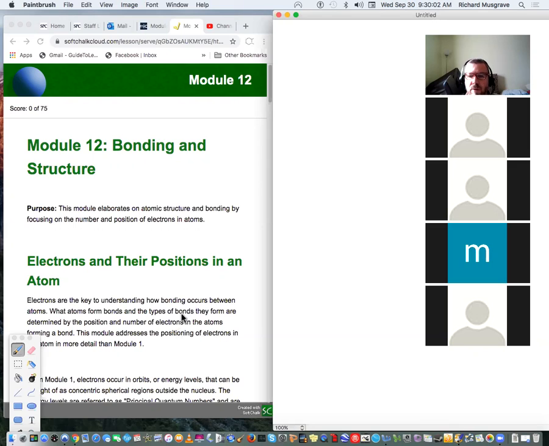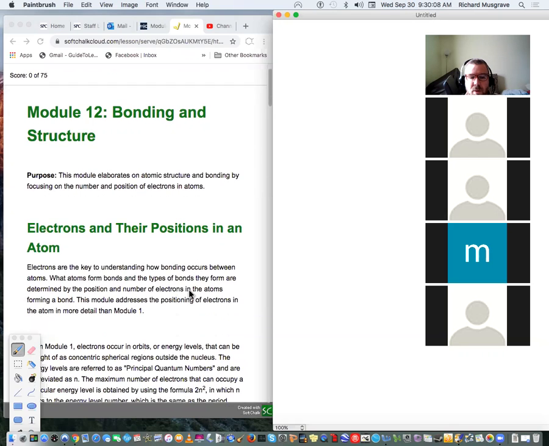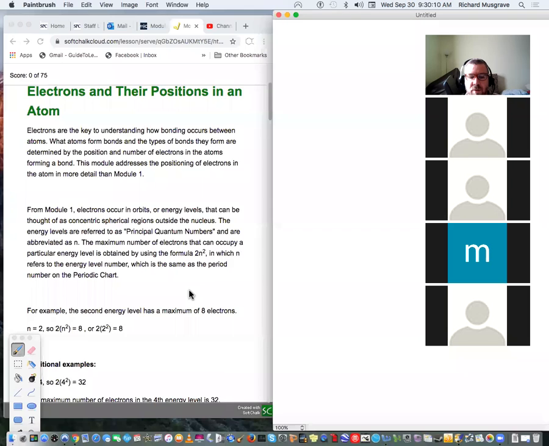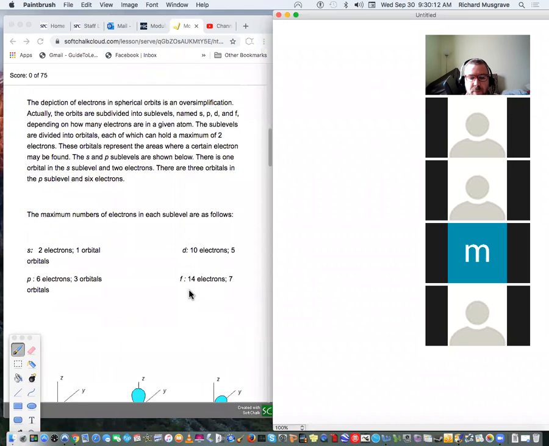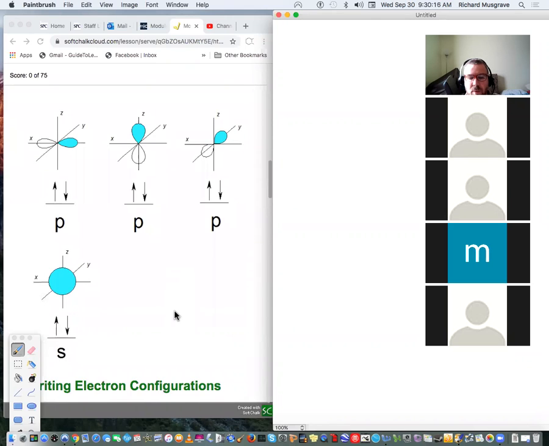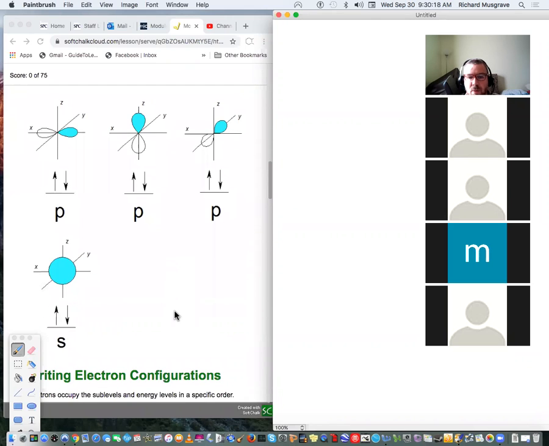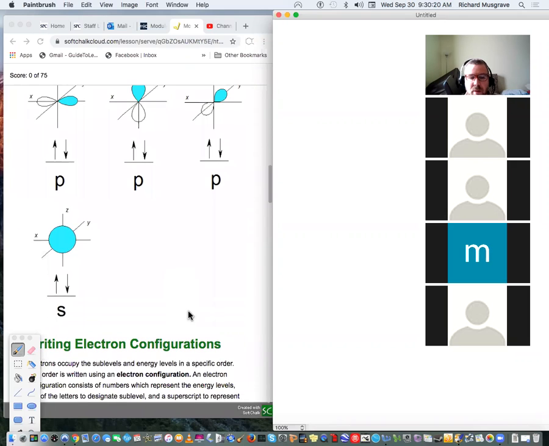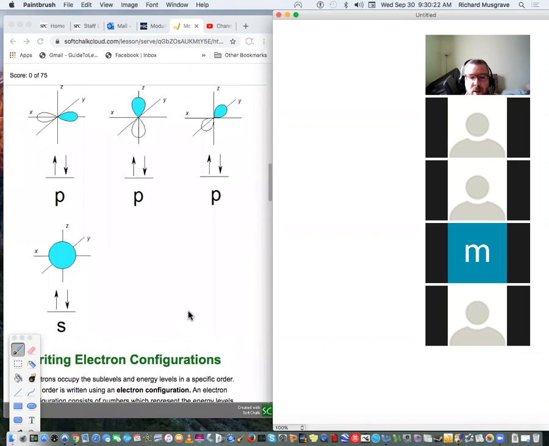Okay, it's 9:30. We'll get started. So we're looking at Module 12 today, bonding and structure. We'll first of all focus on electron configurations. And I think most of you are at least a little bit aware of the shapes of some of the orbitals and what the orbitals mean. But the orbitals that we talk about are basically volumes of space where we could expect to find electrons.